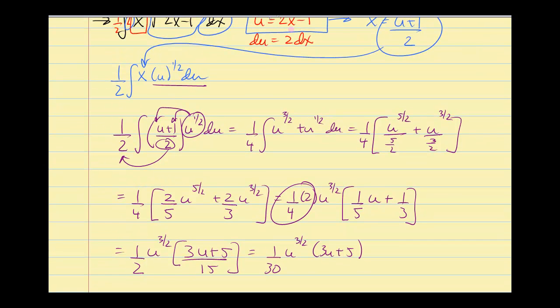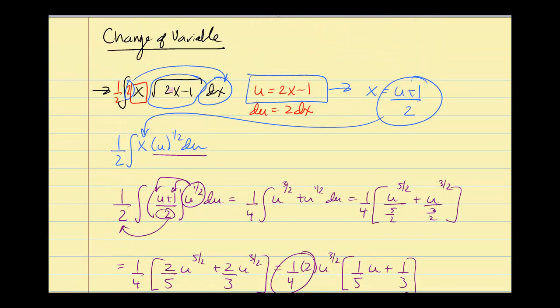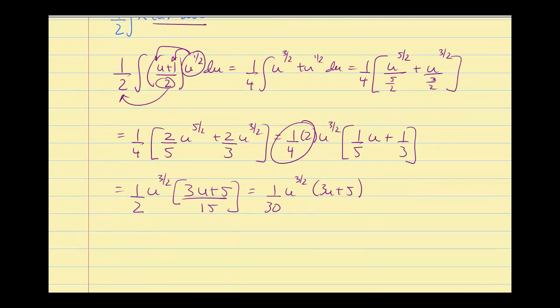Now remember, my original problem, if we can scroll up here and find it, was in terms of x: x root 2x minus 1. So my original is in terms of x, and my solution has to be in terms of x. This is the relevant substitution: u is 2x minus 1. So let's go ahead and substitute in.